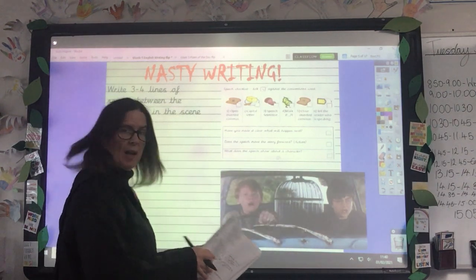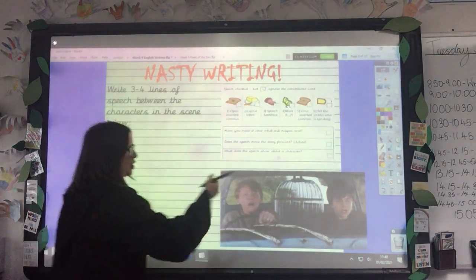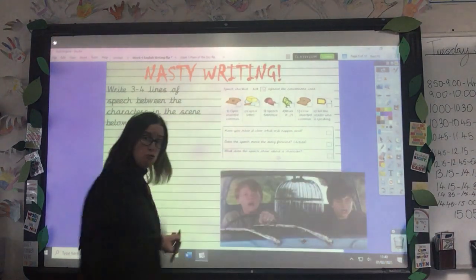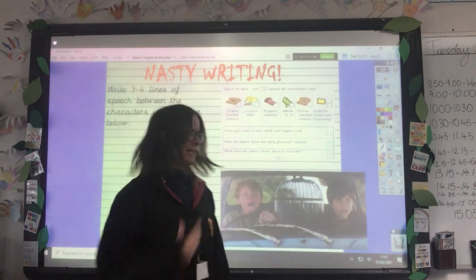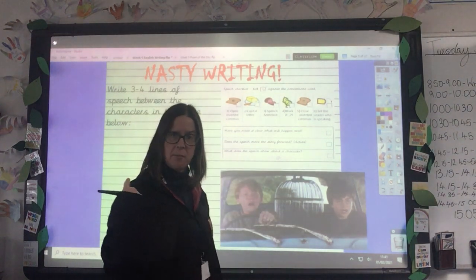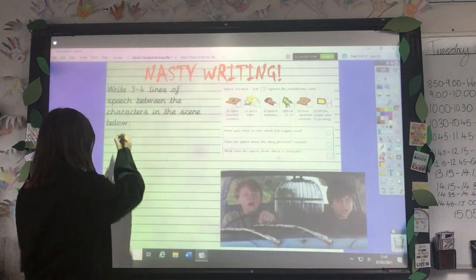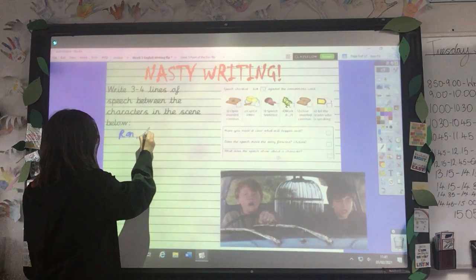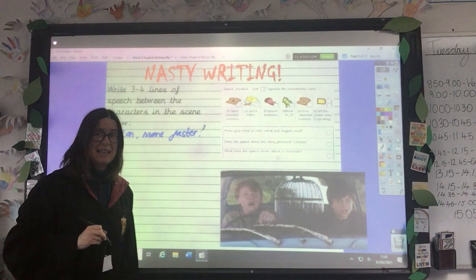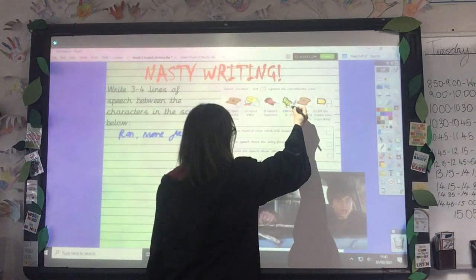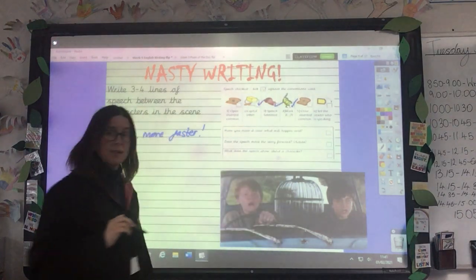So I've got a couple of lines of speech that I might give Ron and Harry. What I'm imagining Harry is saying to Ron is, "Ron, move faster. They're after us." And he's looking behind him and he can see whatever it is they're being chased by. I think in the film it's giant spiders. So that's what he's actually going to be saying. "Ron, move faster." And I think he would be exclaiming that, so I've got my exclamation mark at the end, and my capital letter, and I've got my speech sentence so far.